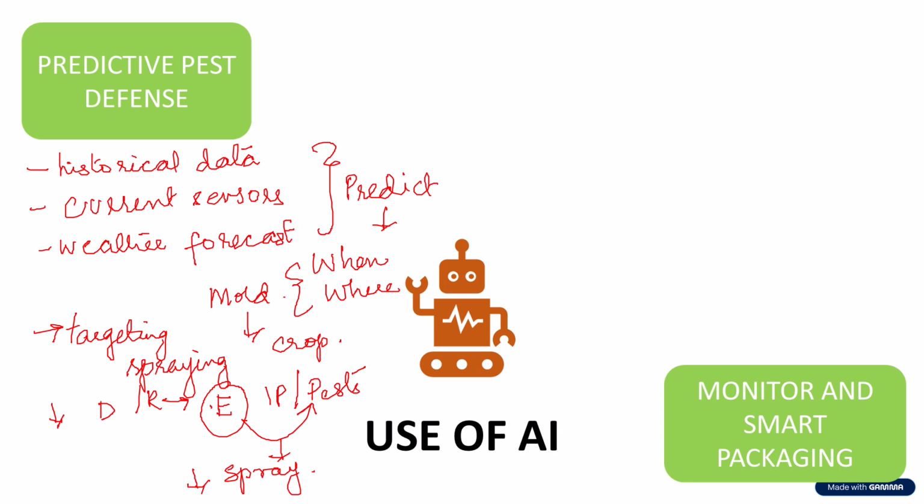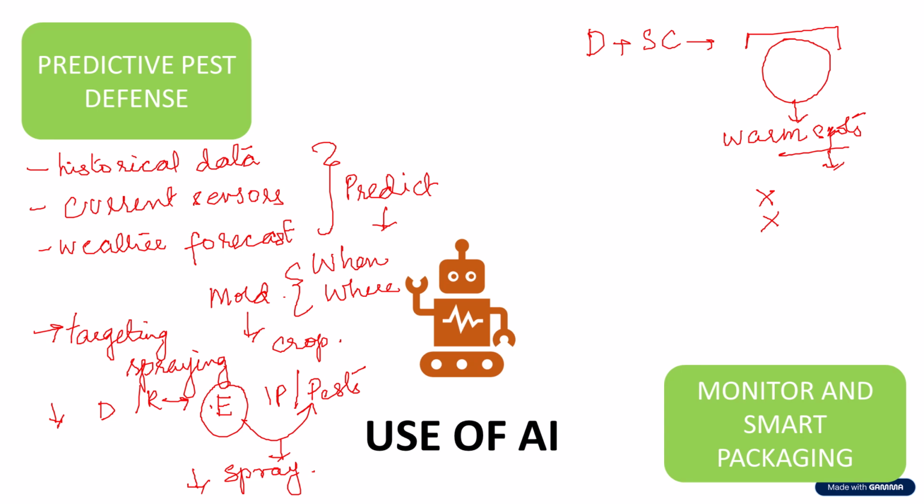Next one is monitoring and smart packaging. The drones are fitted with special cameras and can fly over a field or storage area. They can easily go to places where human beings cannot go, and they can find the warm spots, meaning danger. That crop is going to get infested, that crop is going to get wasted, that crop is going to get spoiled. All this information the drones can easily give, and we can come to know what it is seeing.